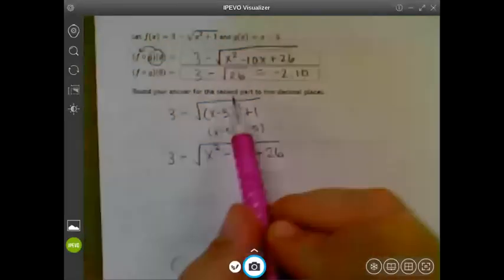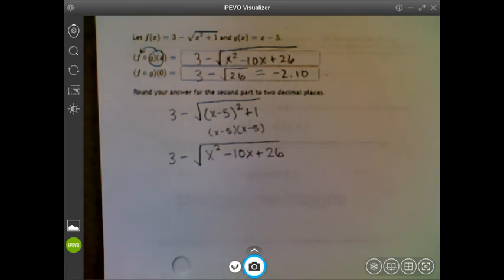All right, so always make sure you pay attention, right? It says round it to 2 decimal places, so it does want a decimal answer for that one.